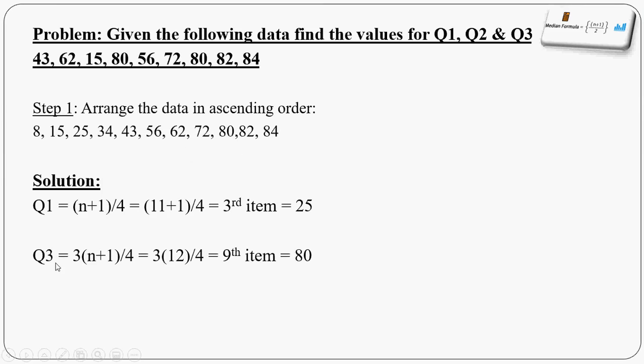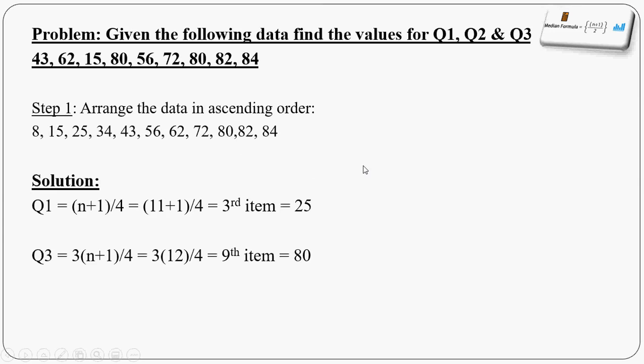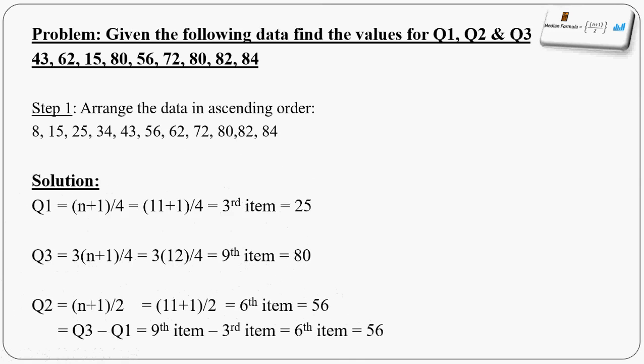Next, Q2 is very simple. I told you Q3 minus Q1: 80 minus 25. You will get Q2. Either if you use the formula and locate, or if you take Q3 minus Q1, you will get the same answer. You can cross verify, right? If you use the formula, the sixth item is 56, as I showed you in the first step. In the second step, Q3 minus Q1, you will get the same answer, 56. So this is how you need to understand how to calculate Q1, Q2, Q3 quartiles. So I hope this is clear.